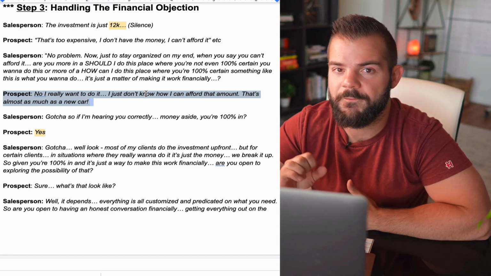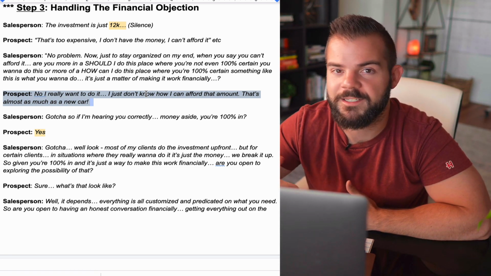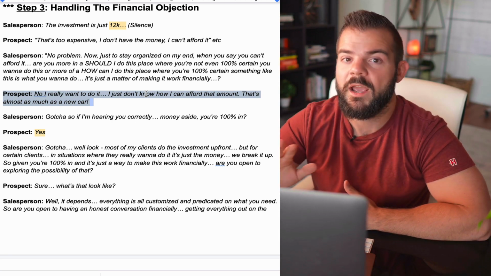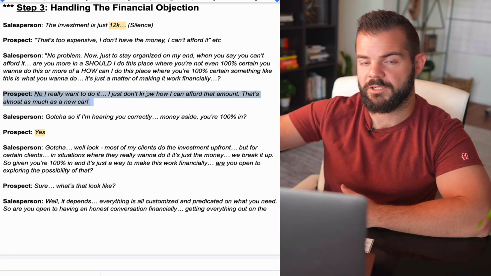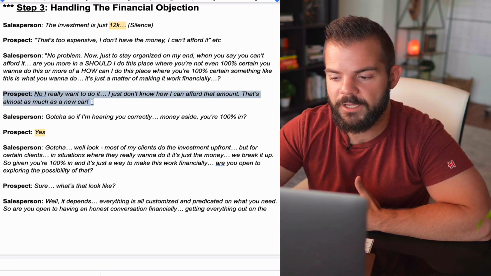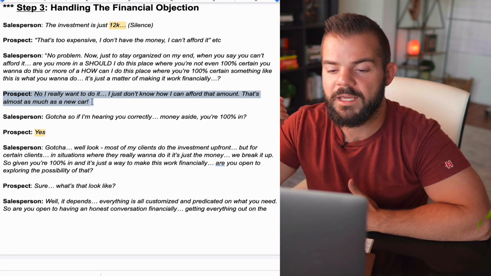And I'll cut them off and be like, okay, let's just be honest. It doesn't sound like you're 100% certain that this is really what you feel like you need to do. And then we handle the uncertainty-based objection, different training. But what I'm really trying to see here is whether it is a true financial objection. So I'm looking for tonality and language here.